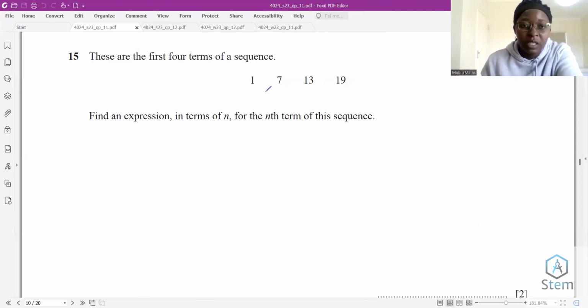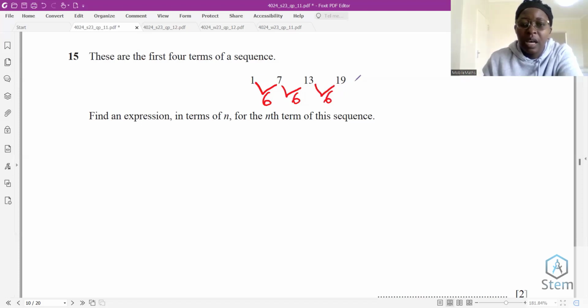These are the first 4 terms of a sequence. We have 1, 7, 13, and 19. So we can check what is the difference on these terms. So 1 to 7, that's 6. 7 to 13, that's a 6 again. Then 13 to 19, that's a 6.